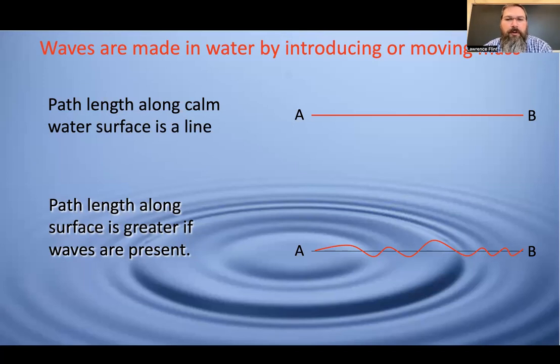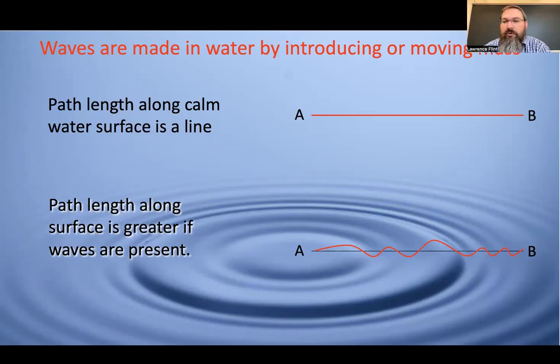But if you put a ripple on the surface of water, so maybe a drop of a rock at position A, and it creates waves on the surface. If you travel along the surface of the water from A to B, the path length from A to B is now longer because you're not just going exactly in a straight line, but you have to go up to the top of a crest of a wave and down into the trough and up to a crest and down to a trough and up to a crest, down to a trough.